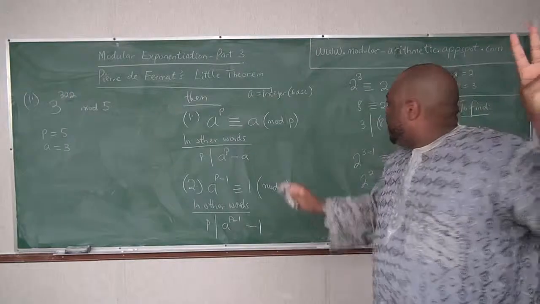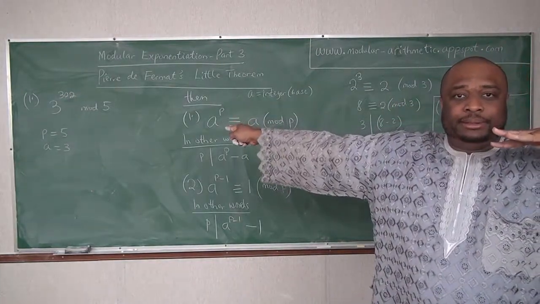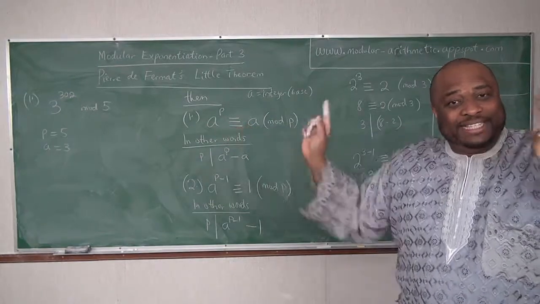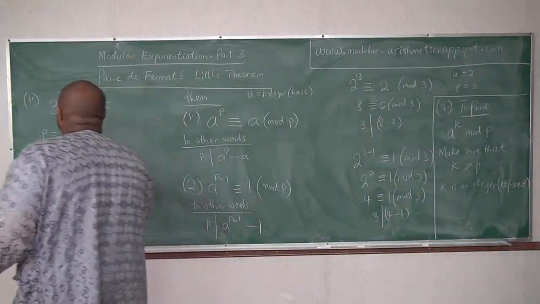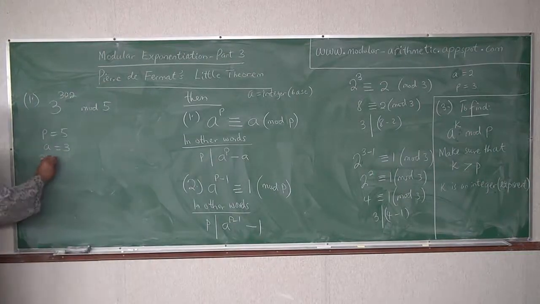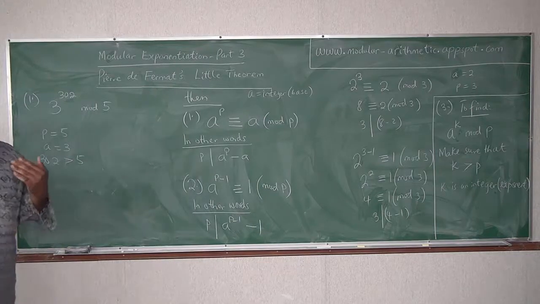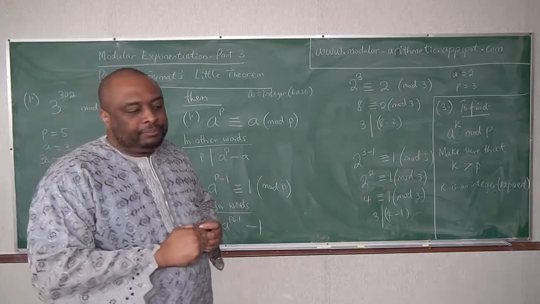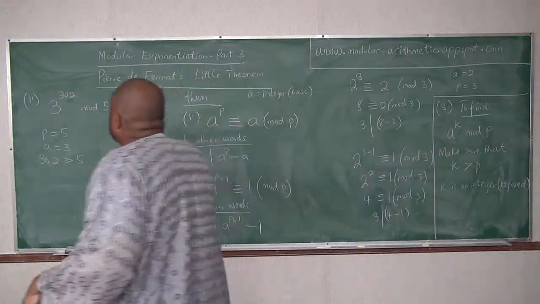Now, the third one. Look at the exponent. The exponent is greater than 5. Has to be. So 302 is greater than 5. The exponent has to be greater than the modulo. Then you're good to go. So, this works.